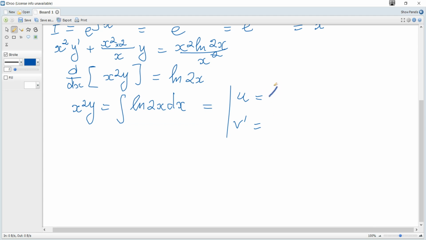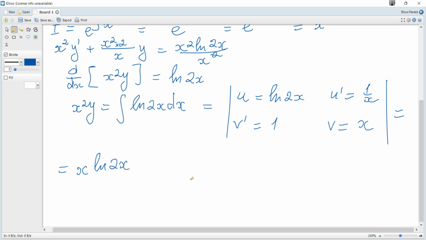If you choose v prime to be ln, you finally get integral of ln again. So we consider u to be ln 2x, and then derivative of u is 1 over 2x multiplied by the derivative of 2x, which is 2. So finally it's just 1 over x. And v prime is 1, and v is integral of 1, it's x. And then it's uv, it's x ln 2x minus integral of this product, so minus integral dx, which is equal to x ln 2x minus x and plus constant.